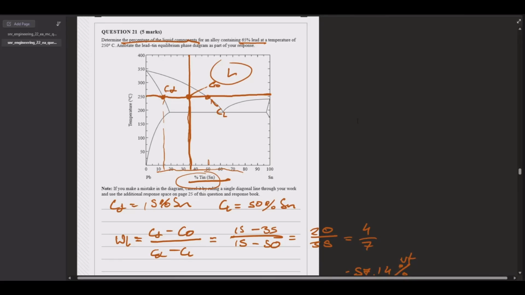So the mark uses the diagram to determine the area representing 65% lead and 35% tin. I'm assuming that means this point, this line here, so we can put a mark there. Plot the percentage of liquid or solid at 250 degrees. So that's a mark for that line. Correctly determines the percentage proportion of liquid.